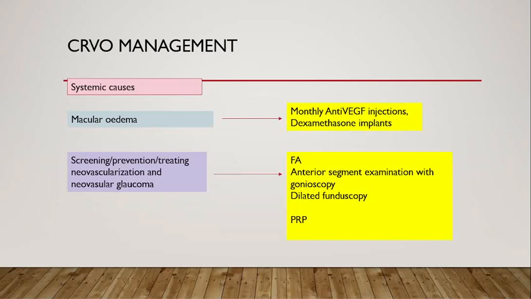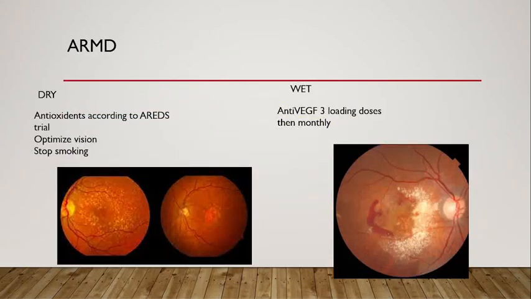If you have macular edema, then you have reduced vision, so you have to give monthly anti-VEGF injection, vascular endothelial growth factor, and you can give dexamethasone implants for people who don't have glaucoma and people who have undergone cataract surgery. And then you do a fluorescein angiogram, see the amount of retinal ischemia, and according to that you can give laser therapy.